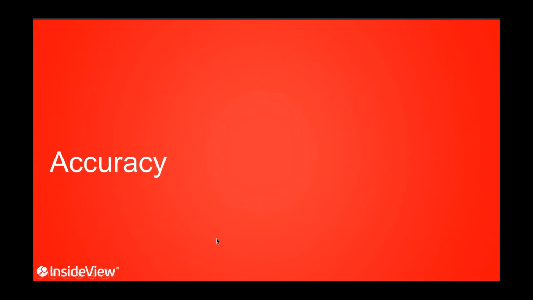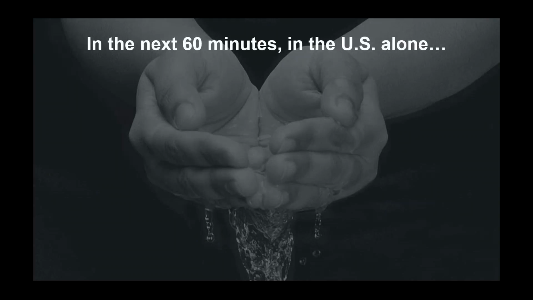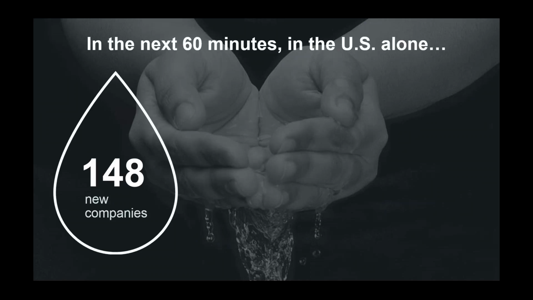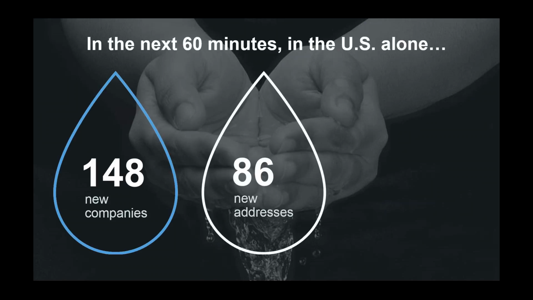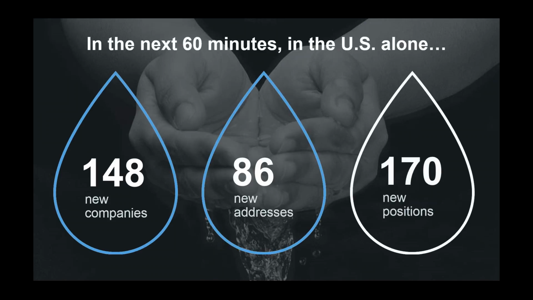So, from an accuracy standpoint, it's really important to understand that data is a changing thing that is constantly moving. It's kind of like a river. When you take a picture of it, one second it looks a certain way, two seconds later, it's going to look a lot different. And in the next 60 minutes that we're in this meeting, there's going to be 148 new companies created, 86 new addresses. People are moving all the time, and at least 170 positions that are created. And so that's just representative of the way that your database is changing.